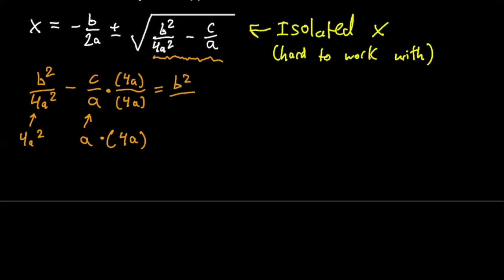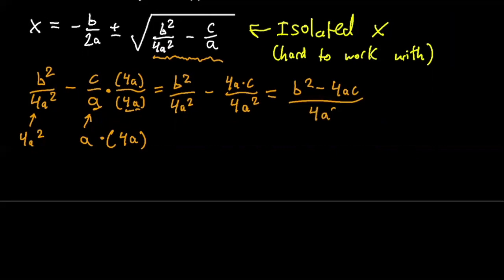This gives us b squared over 4a squared minus c, 4a times c over 4 times a is 4a squared. And now we have that common denominator, which means we can go ahead and add or subtract the numerators. B squared minus 4ac over 4a squared. Okay, cool. So starting to look a little bit more familiar if you know the quadratic formula.